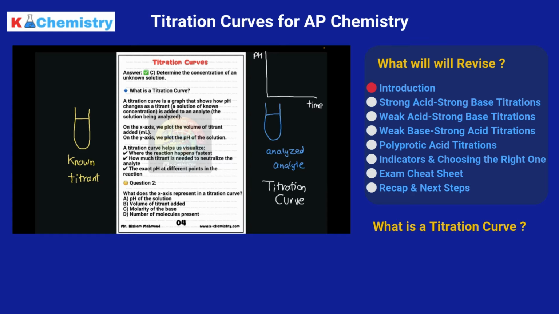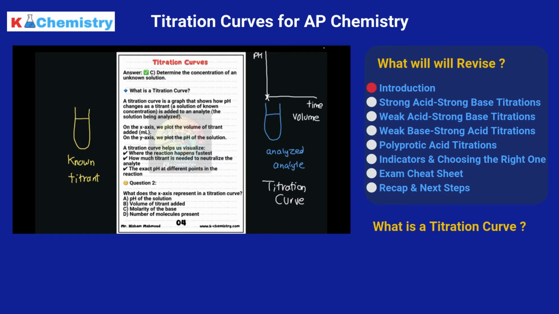On the x-axis, again, I plot the volume of the titrant added. So not the time only, I will put the volume of the titrant added. Remember, I add the titrant to the analyte. If there is no titrant added, this is time 0. Then I start adding 1 ml, 2 ml, 3 ml.